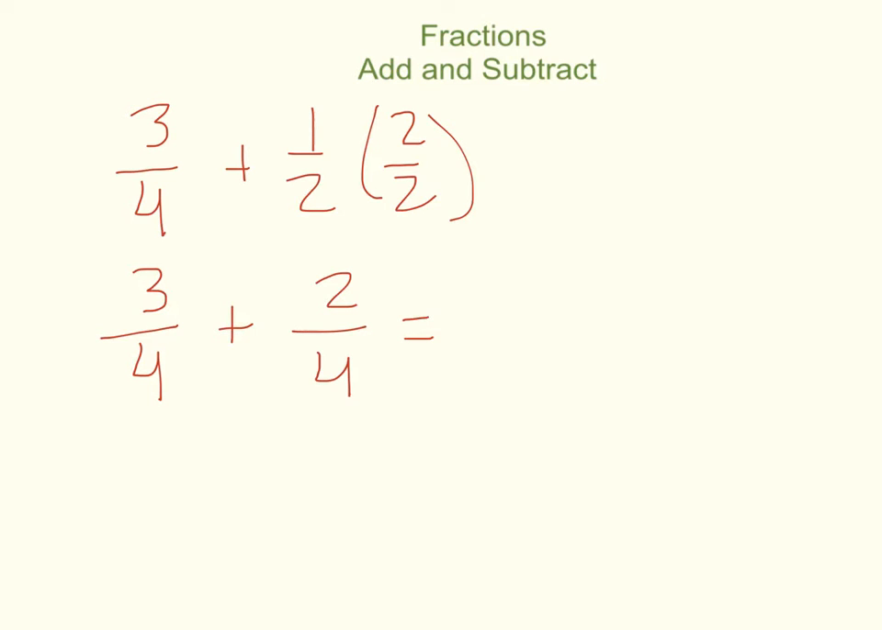So whenever you're adding fractions, you add straight across on top. So that goes with 5. And then you just keep your common denominator, which in this case is 4. So this is 5/4. Now, of course, you can write this differently, but we're going to leave it like this.